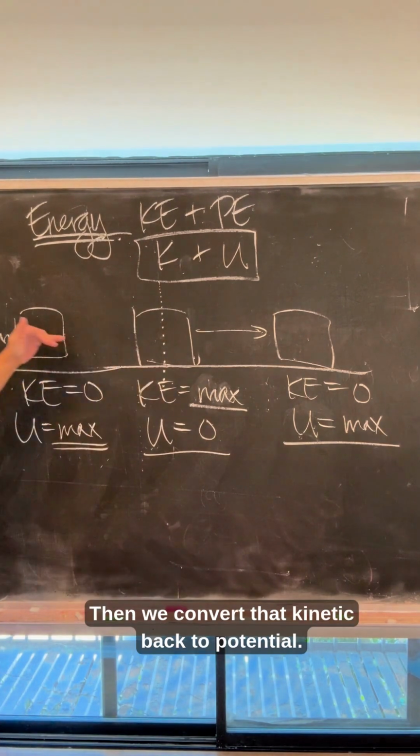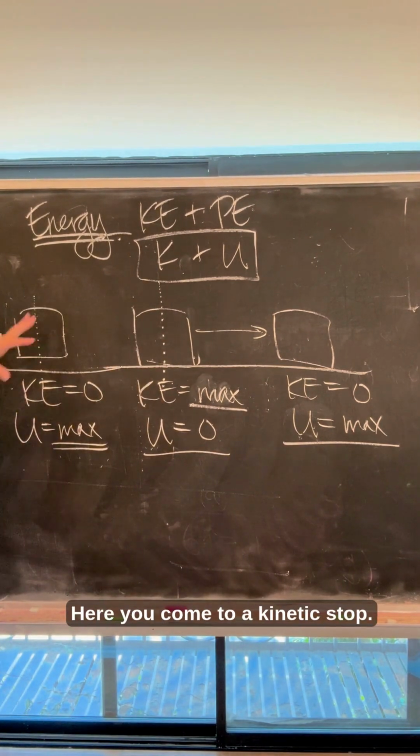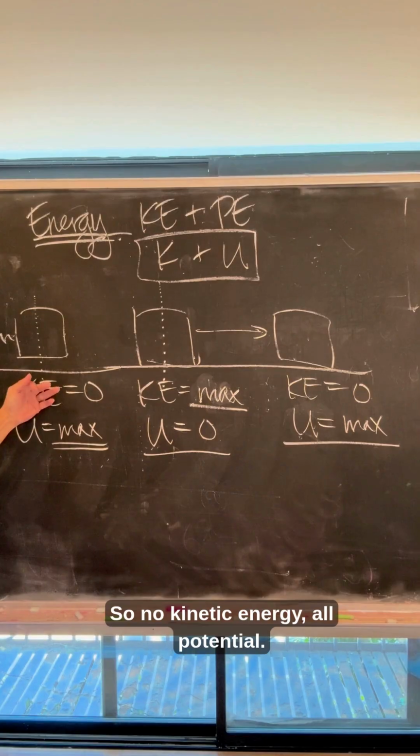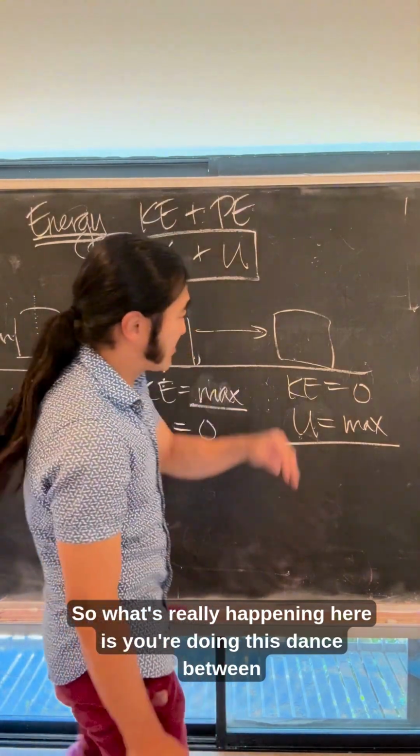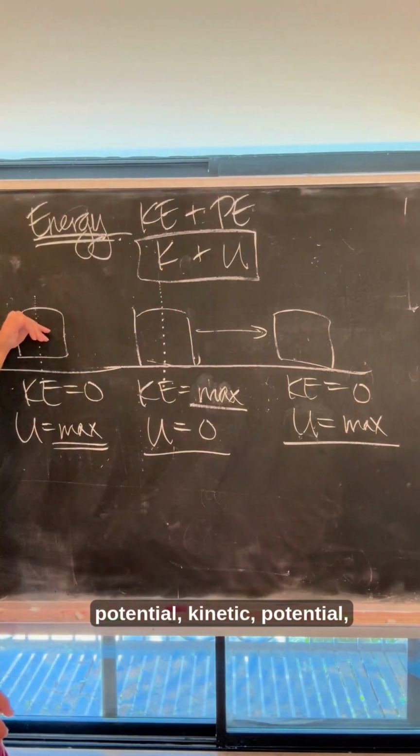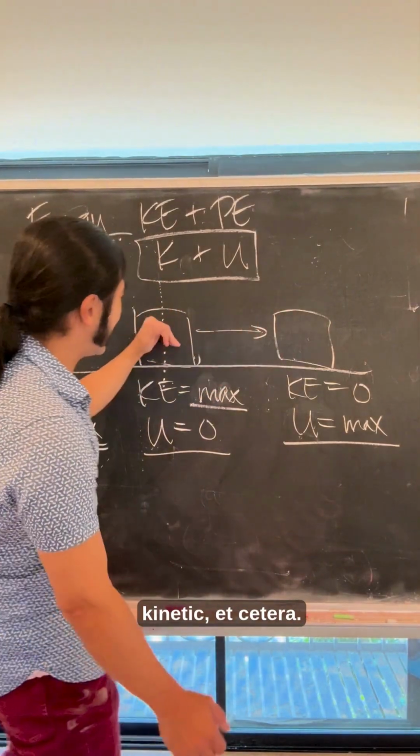Then we convert that kinetic back to potential. Here you come to a complete stop. So no kinetic energy, all potential. Okay? So what's really happening here is you're doing this dance between potential, kinetic, potential, kinetic, potential, kinetic, etc.